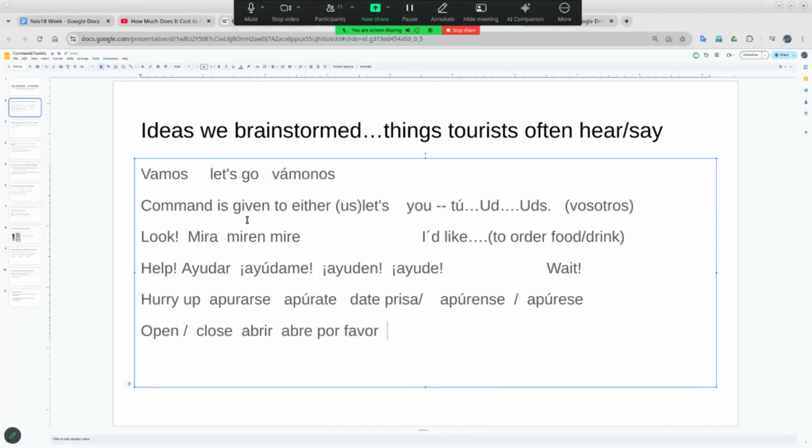But if you're with a bunch of people, the opposite vowel will be not abre, but abran. Abran. Sí, abran, or for one person, abra, sí, abra. Okay, vale. Let's take a look at cerrar.